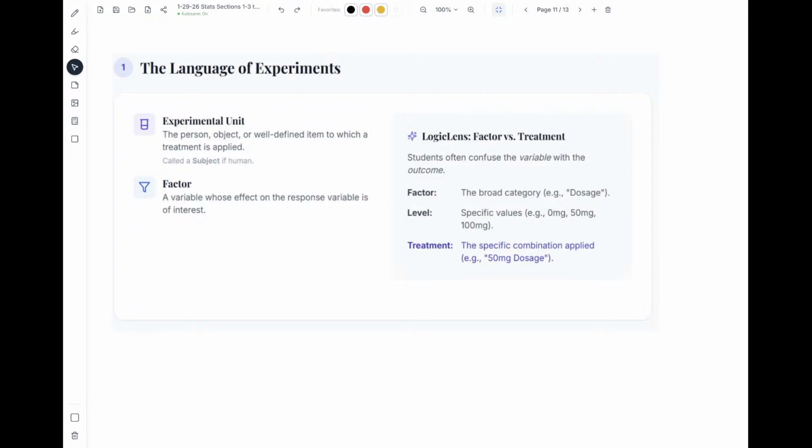All right. This is 1-6. So we've done 1-3, 1-4, 1-5. This is 1-6. The language of experiment. If we're looking at an experiment, there are certain words, certain definitions that we need to look at.